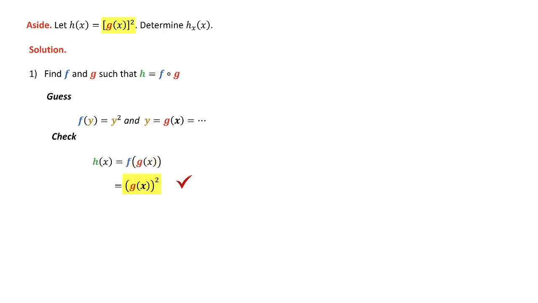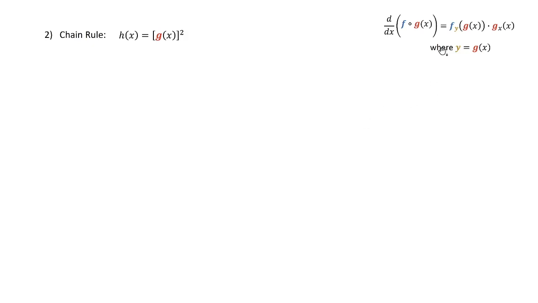We just plug it back in, and there it is. So we know we made the correct choice for f. All right, once we have f and g, then the usual way is we need the derivatives, right? We need the derivative of f with respect to y. We need the derivative of g with respect to its variable x.